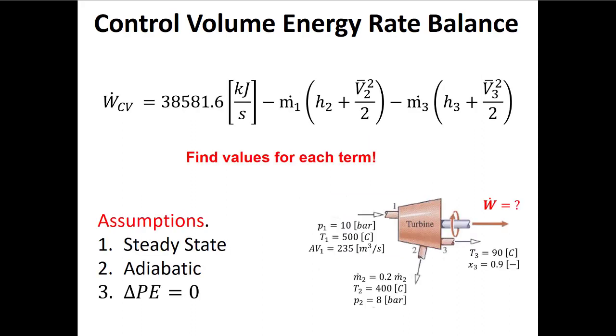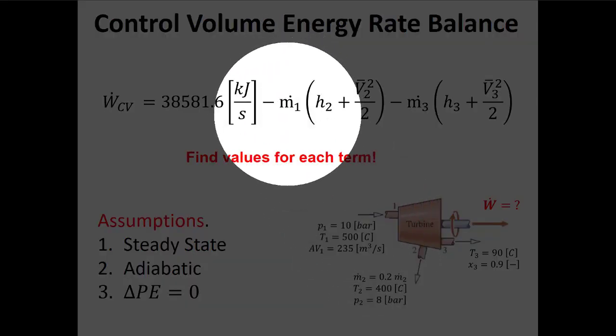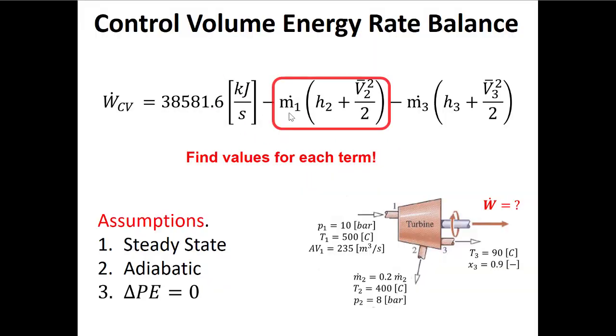Now, let's see what happens in the next term. This should be m dot 2 up here, or 0.2 m dot 1 if you prefer.